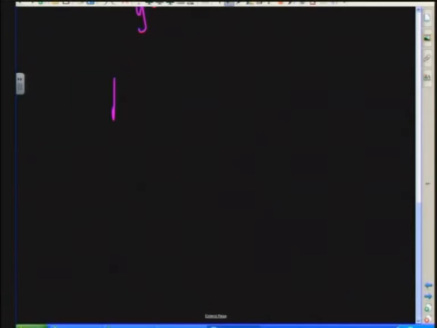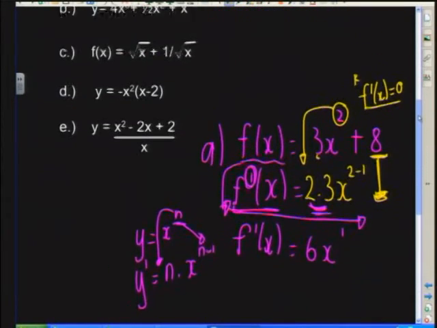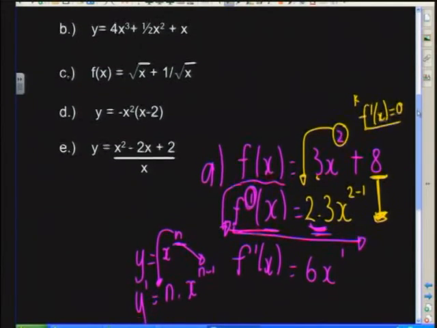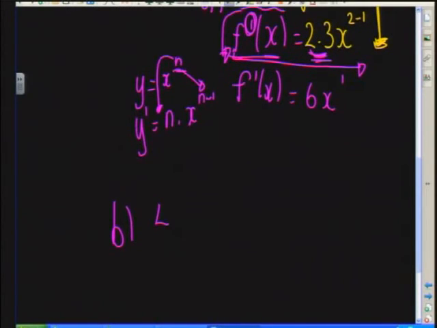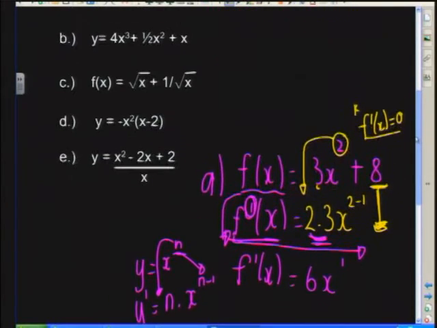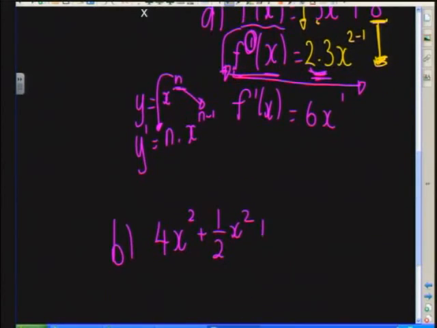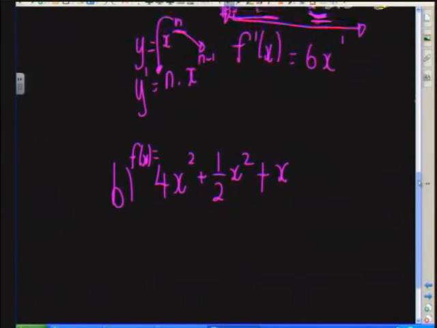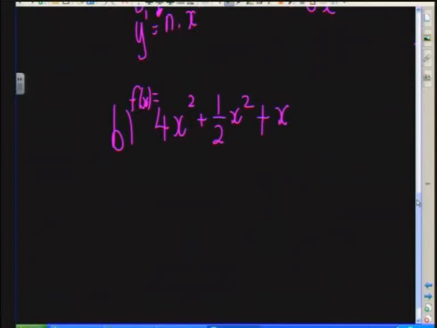All right, and I'm going to have to just call that back up because I cannot see it. So we've got 4x cubed plus a half x squared plus x. Okay, and then this was f of x. All right.